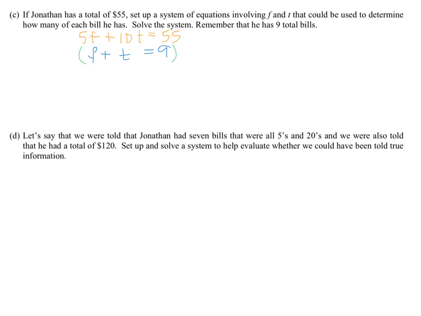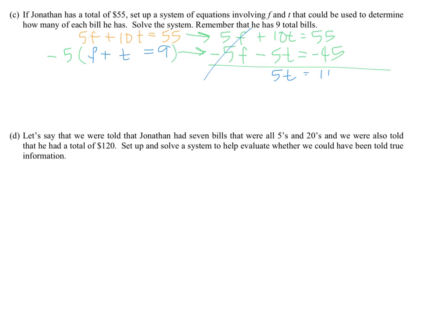So I'm going to solve to get rid of the 5s. I'm going to need to multiply by 5, but in order to eliminate, I have to multiply by -5. Remember, everything in that row gets multiplied by -5. So -5F minus 5T equals -45. And our top equation, I'm just going to move it over, so 5F plus 10T equals 55. This is now a giant addition problem, right? So the 5s eliminate. We're left with 5T equals 10, divide by 5, and T equals 2.